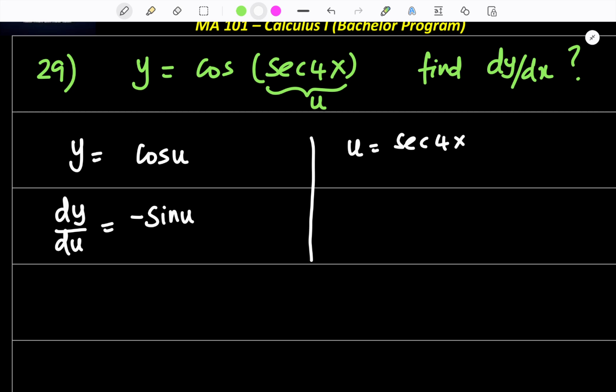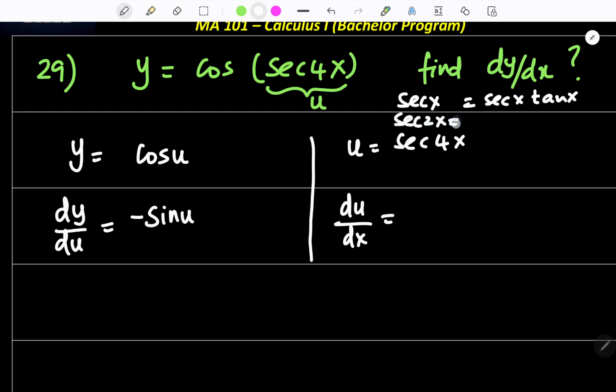Now we are going to differentiate secant 4x with respect to x. So du divided by dx is equal to, what is the derivative of secant 4x? For example, the derivative of secant x is secant x tan x, right? The derivative of secant 2x is secant 2x tan 2x, and then the derivative of 2x is 2. Only one time, not two times. Okay, keep that in your mind.